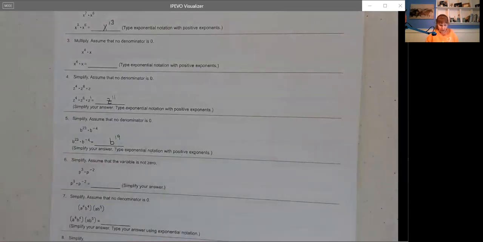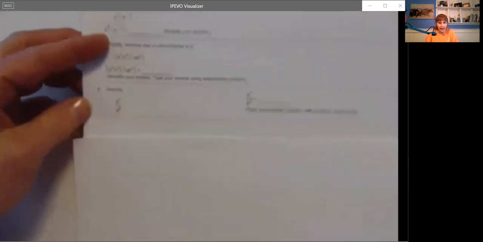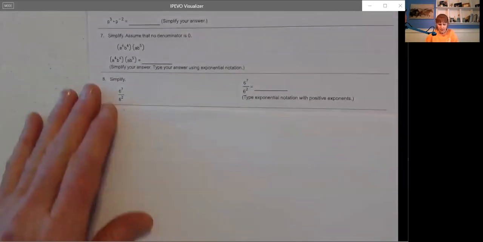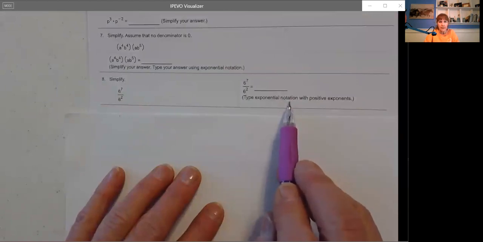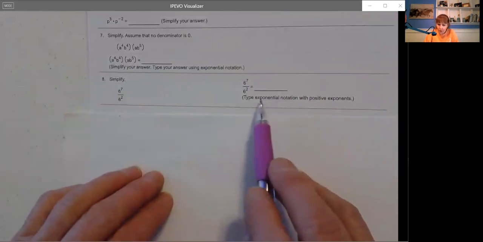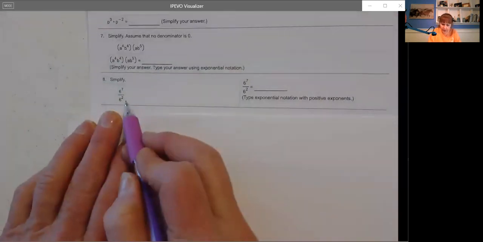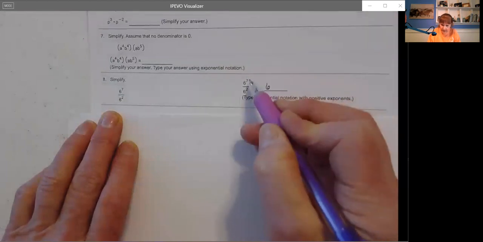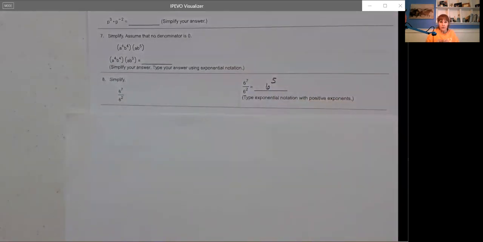Okay. All right, now here, let's look at maybe number 8. They want you to type with exponential notation. So what that means is they don't want you to write it as a number, as if you were to do it on your calculator. Type exponential notation with positive exponents. So we have 6 in the numerator. 7 minus 2 is 5. And leave it like that. That's exponential notation.